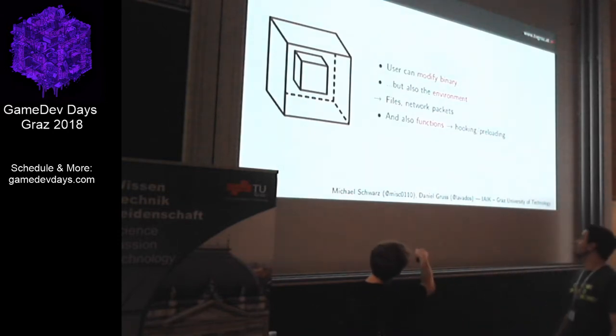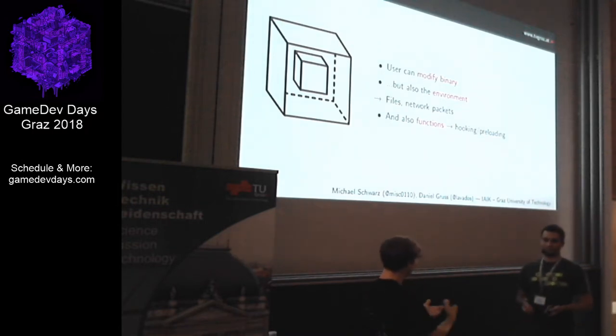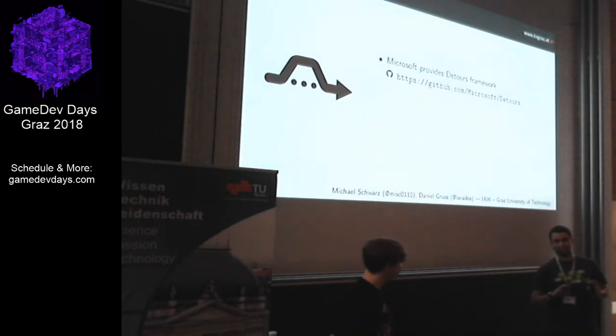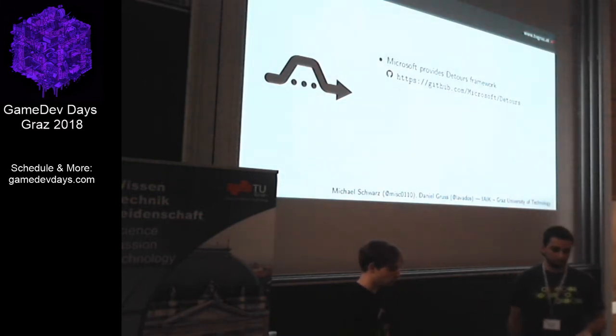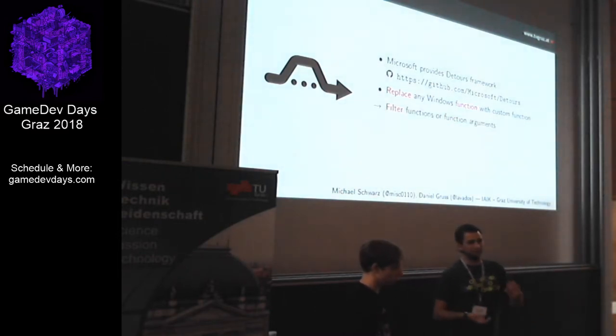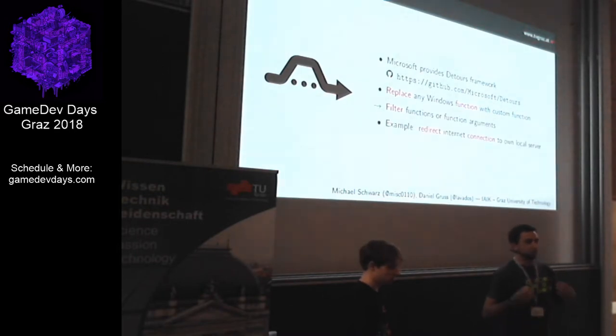They can also change functions. You can hook and preload functions and change what they do. There's even a framework from Microsoft for that. It's not designed for cheating in games, but of course you can use that. It's called Detours, and it allows you to manipulate every function in your Windows operating system and replace it with your own function, or just change some arguments in the function and filter functions. And it's really cool.